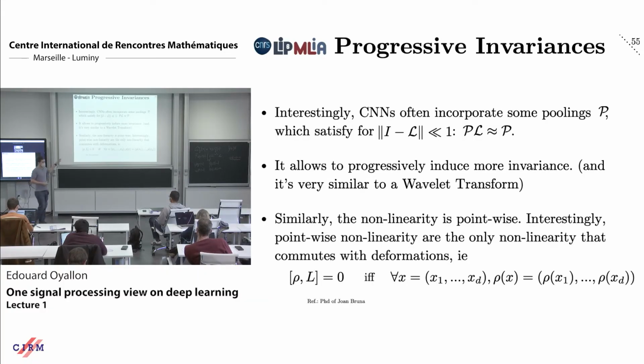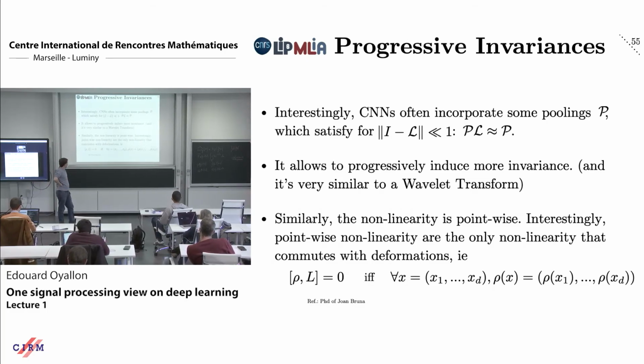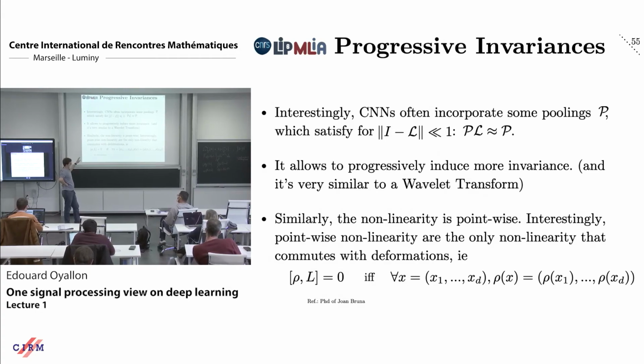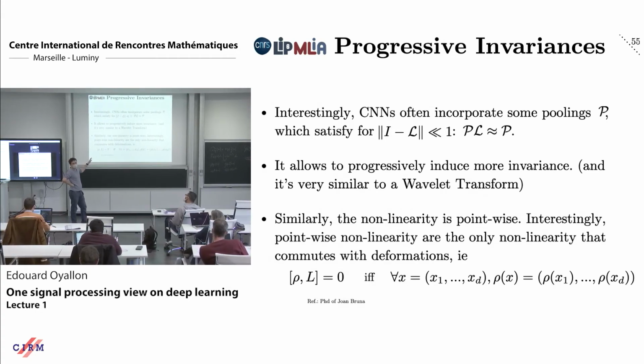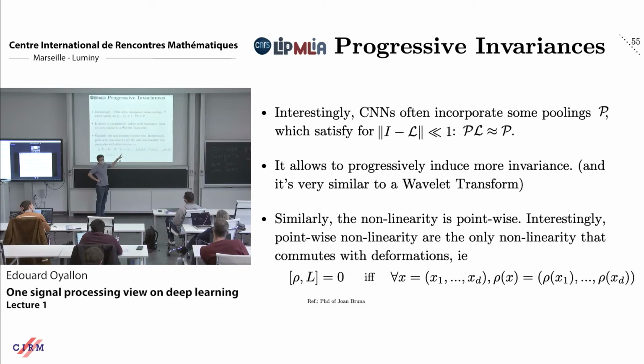Of course, a Wavelet transform satisfies this kind of property. And in fact, something that justifies the fact that people are using pointwise nonlinearity in deep neural networks is the following. You can prove that a pointwise nonlinearity is the only operator that commutes with the action of deformations, right? And this is proved in the PhD of Joan Bruna.